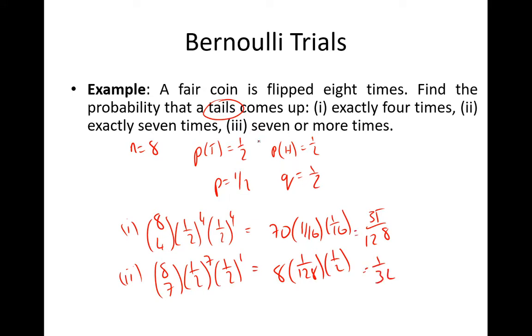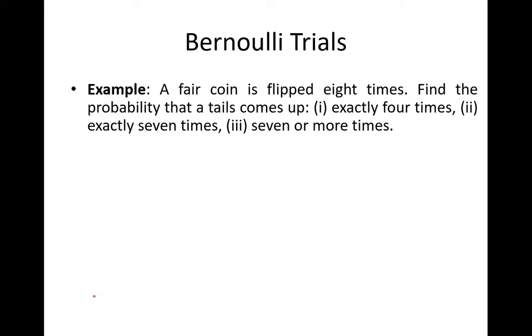And then the last part, 7 or more times. Now let me just clear this, because 7 or more times means that you can get 7 or 8. So 7 or 8 successes. Okay, so what's the probability of 7 successes? Well, that's 8C7. We've already had that in the previous part. 8C7, a half to the power of 7, a half to the power of 1.